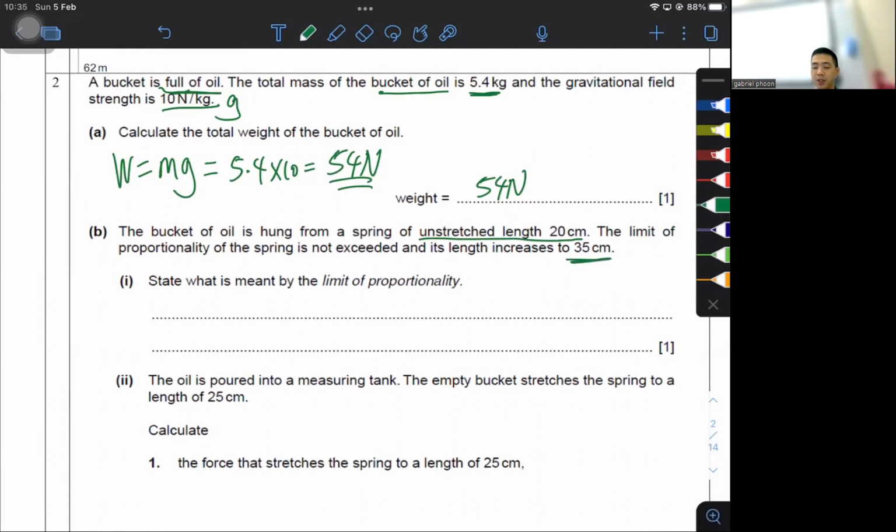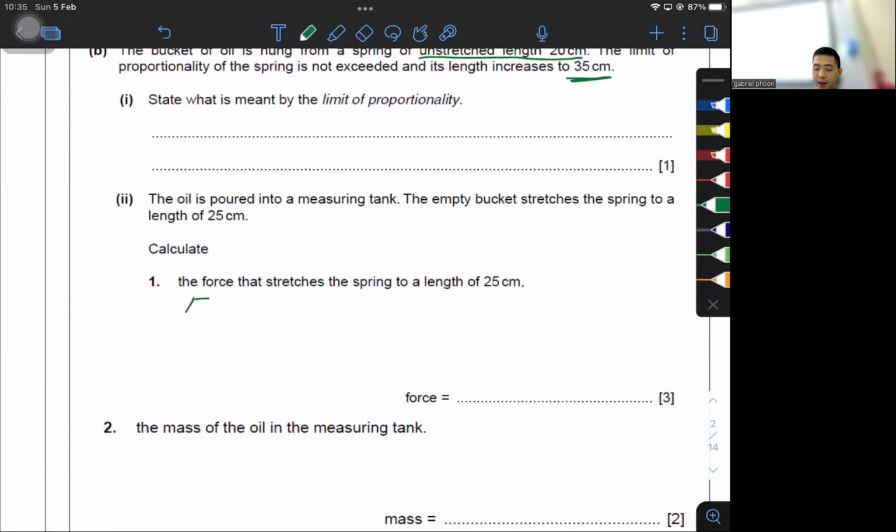First question, they ask you to state what is meant by the limit of proportionality. Everett, what does that mean? Okay, that is acceptable. If you remember what Hooke's law graph looks like, it will be one straight line, then one point, then it starts to curve. The limit of proportionality is this point here, where it stops obeying Hooke's law, or the maximum stretchable force for the spring to obey Hooke's law.